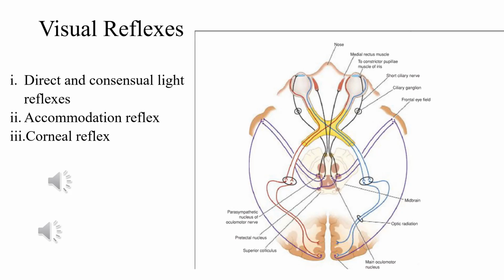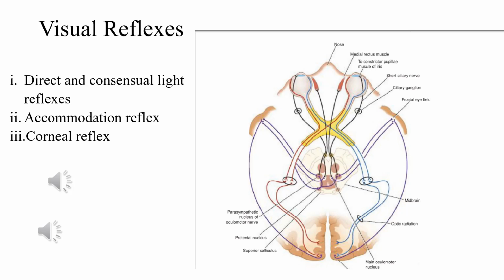From each pretectal nucleus, the fibers will go to the Edinger-Westphal nucleus of each side, right? And as you can see in this diagram, this purple colored line is showing you some of the fibers coming from the optic tract and going to the pretectal nucleus. From the pretectal nucleus, fibers are going to the Edinger-Westphal nucleus of each side. Now from there, after synapsing in the Edinger-Westphal nucleus, these fibers will pass along the parasympathetic nerve fibers of the oculomotor nerve, and these will go on to the ciliary ganglion.